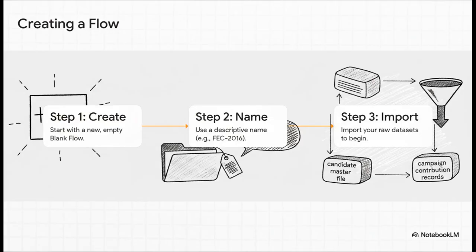And getting started is really straightforward. First, you just create a new blank flow. You want to give it a descriptive name, something like FEC 2016 in this case, because that's crucial for staying organized later. Then you just pull in the raw datasets you need to work with. For us, that's the candidate master file and all those raw contribution records.